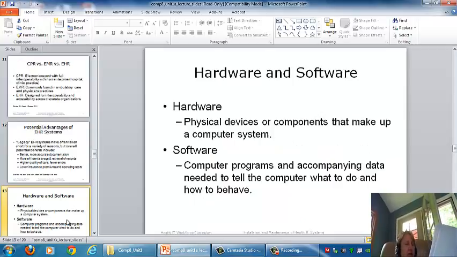Now we talk about hardware and software necessary for these systems. The hardware would be your computing devices that make up your system. Could be your desktop computers, laptops, servers, switches, and routers. Software are the programs that make your system run. It tells your computer what to do and how to behave. Programmers develop this software by writing lines of programming code.